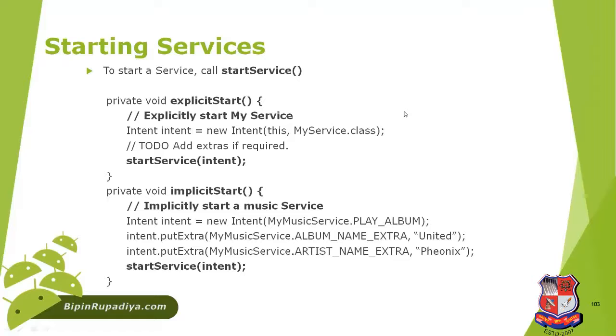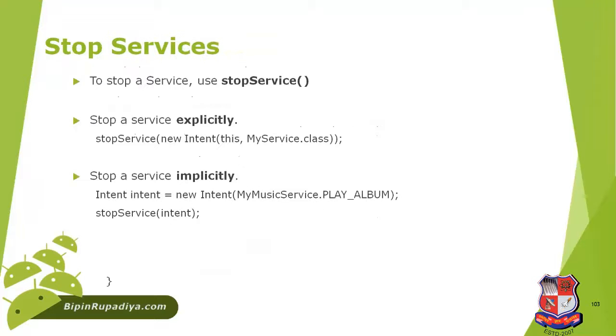Okay, so in an implicit start, what happens is we specify what we want to do. Just see MyMusicServices.playAlbum, and we are specifying the album name and the artist name that we need to start. So it will start services depending on whatever music player is available on your Android platform. So how you can start your services explicitly and implicitly, that we are specifying right here.